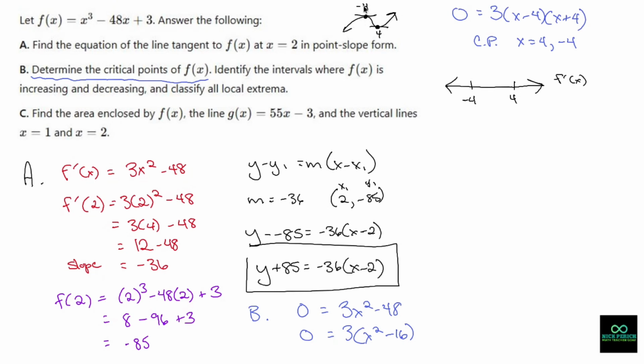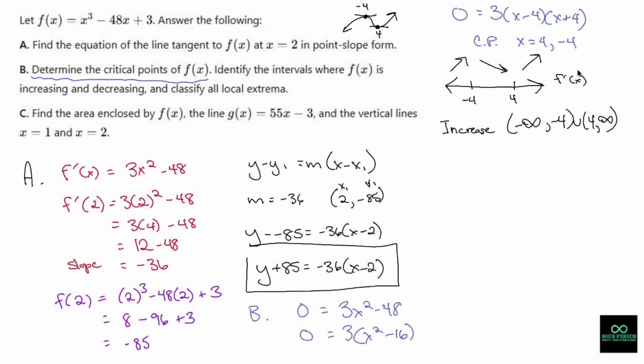Which means anything that is not a critical point is either going to be increasing or decreasing. So here you are increasing, you hit a maximum, then here you are decreasing, you hit a minimum, and here you are increasing forever and ever and ever. So the intervals where f of x is increasing is going to be 2 of them. Okay, the increase exists from negative infinity to negative 4 union 4 to infinity.